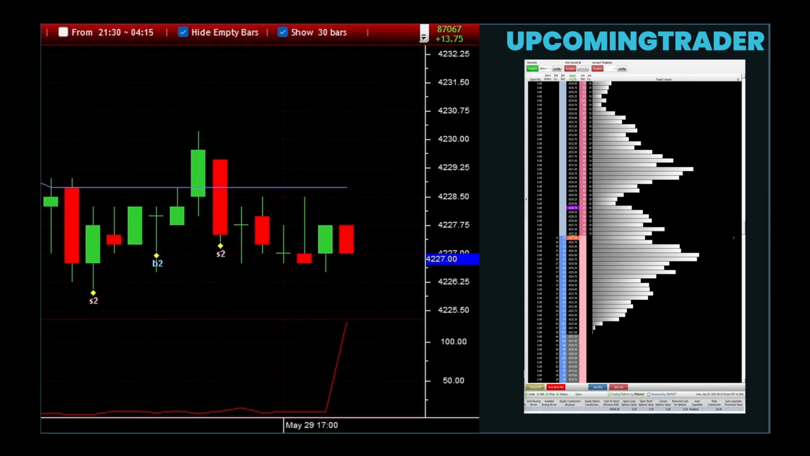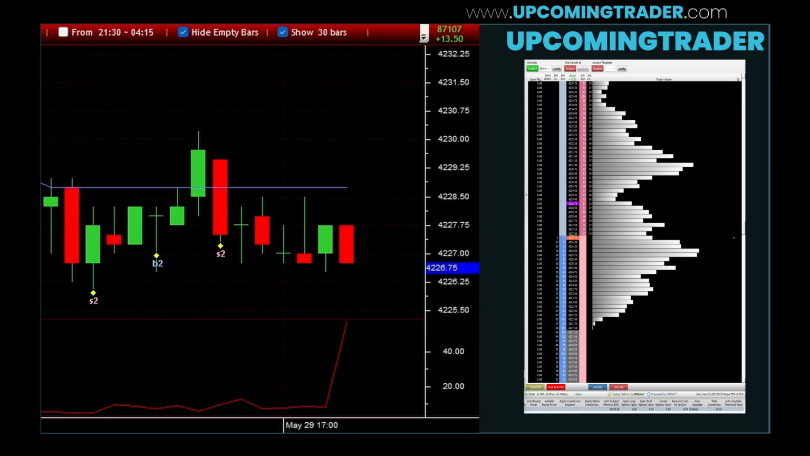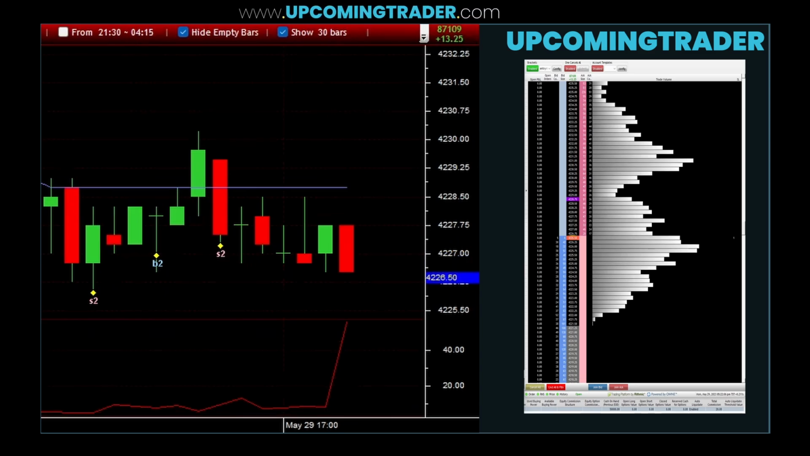Here are some practical tips to help you make the most of TPO charts in RTrader Pro. Focus on the value area. The high, the low, and the point of control are key levels that deserve most of your attention. Watch how the price behaves around these levels for good trading opportunities.